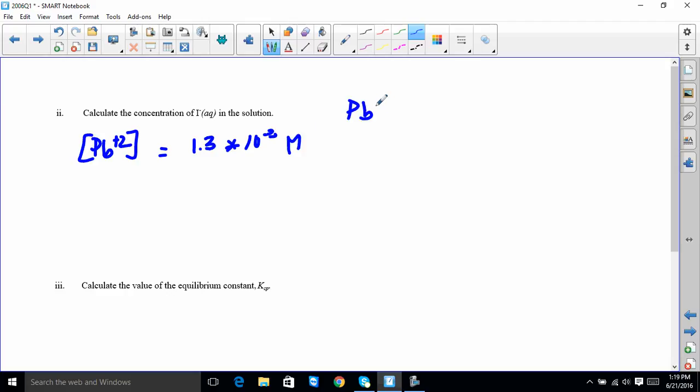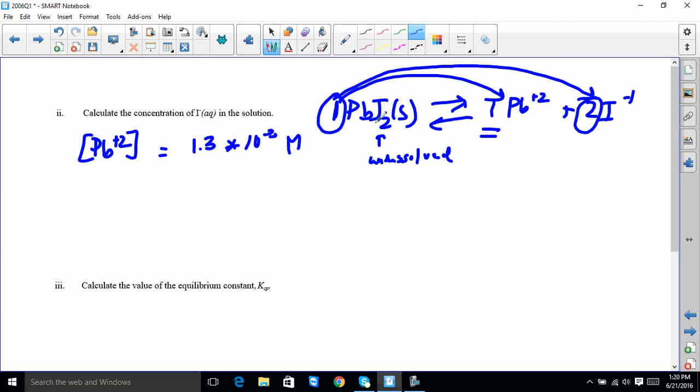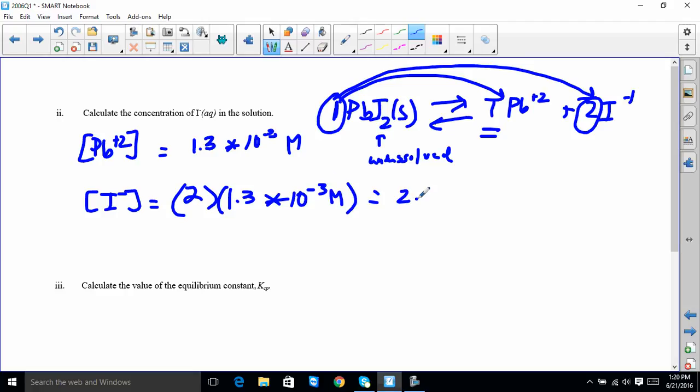Now here's the equation. PbI2, solid, is in equilibrium. By the way, this is the undissolved, and these are the dissolved. The beauty of this problem is it's a mole ratio problem. This is a 1 to 2 mole ratio. For every 1 mole of this, you get 1 mole of lead, but you get 2 moles of iodide, because the formula tells you that these ions combine in a 1 to 2 mole ratio. And so the concentration of the iodide ions is 2 times 1.3, so it's 2.6 times 10 to the negative 3 molar.